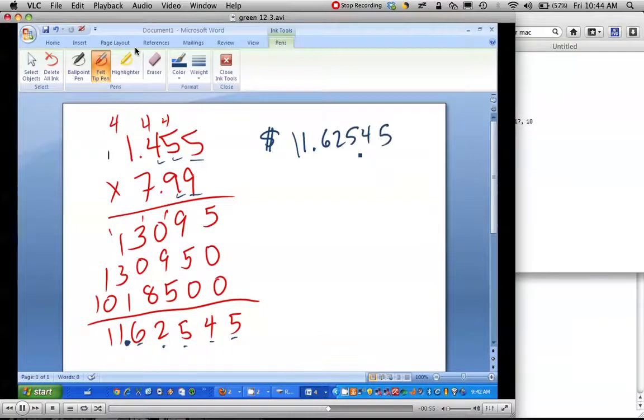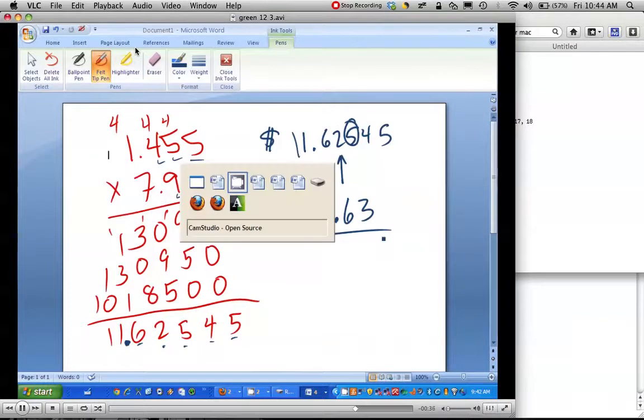Now, I would not write $11.62545. Money is always rounded to the hundredths place. So I look at the hundredths place, and realistically, guys, with money, it's always rounded up. Okay, even if that number was not a 5, I would still round my cost up. So this is going to be $11.63. All right, with money, that's always the way things are going to work out.